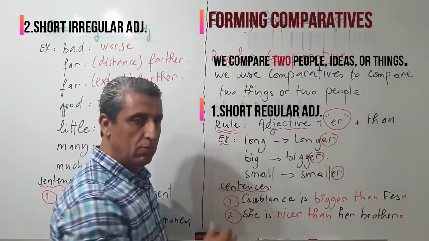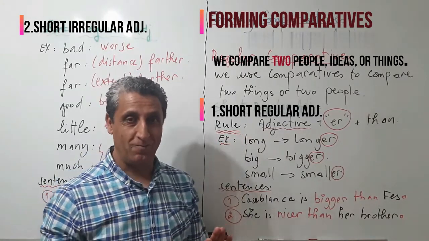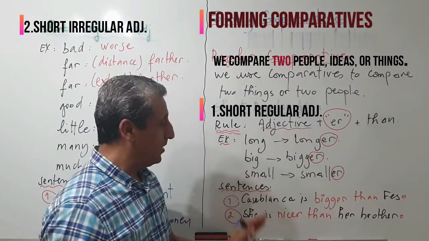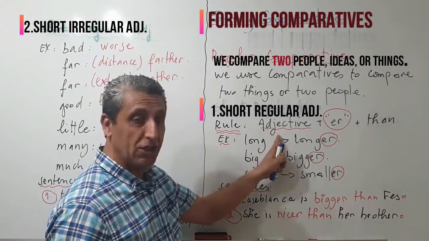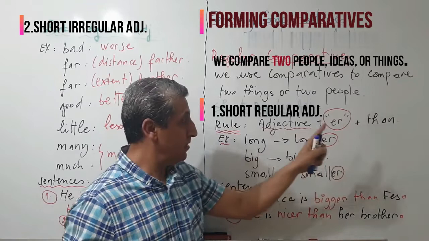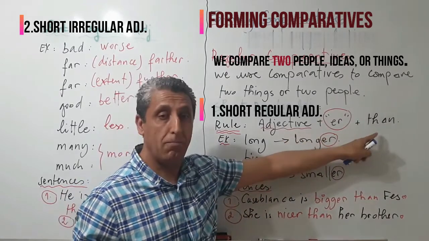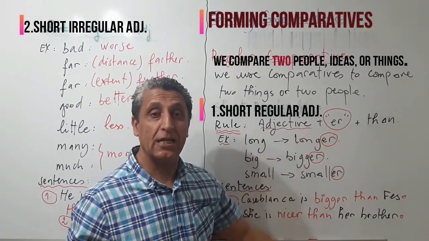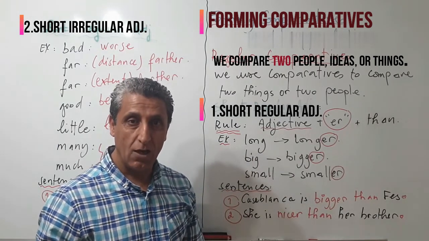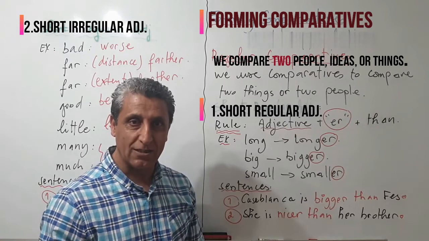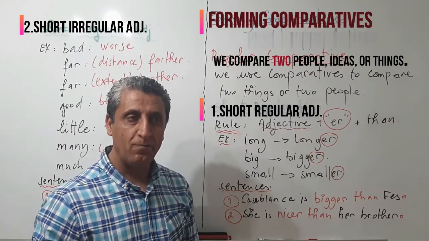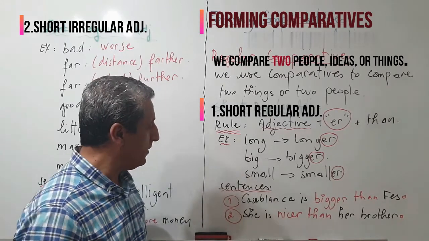So what is the rule? The rule is very simple, okay? So pay attention. The rule is very simple. It says adjective plus er plus than. Adjective plus er plus than. Than is the comparative word. It is very important in a sentence, okay?